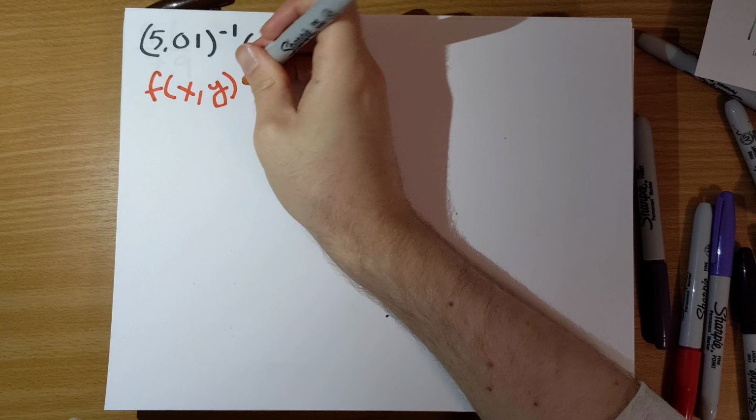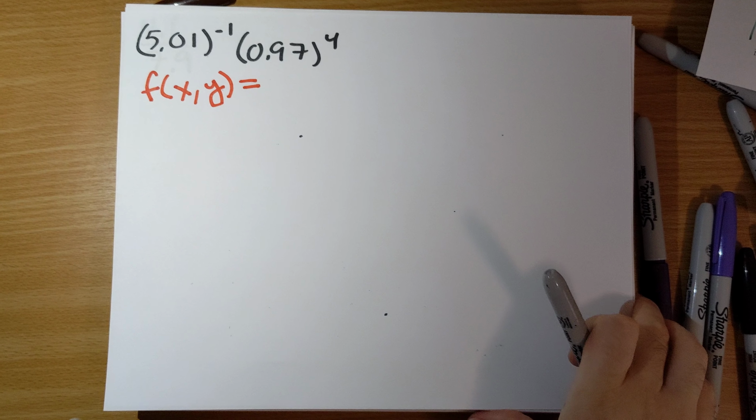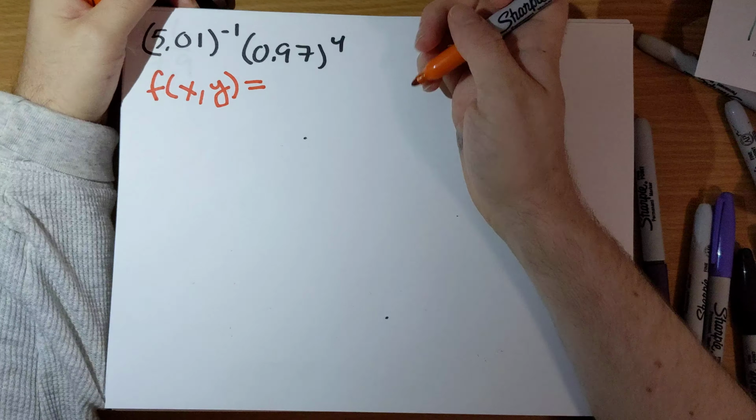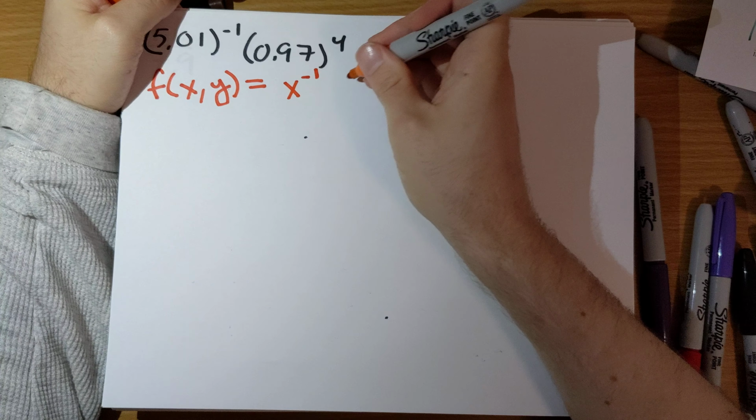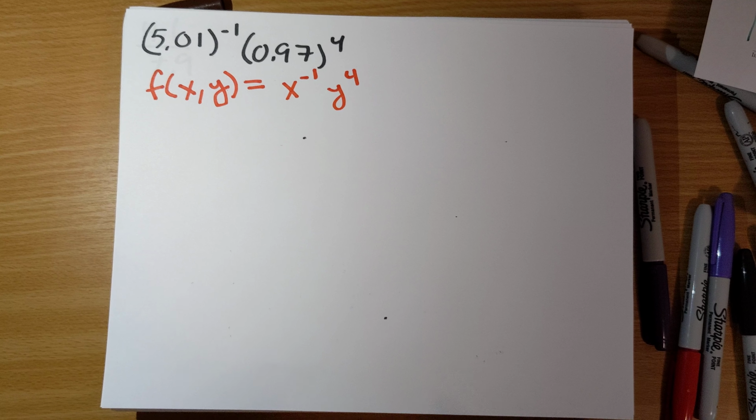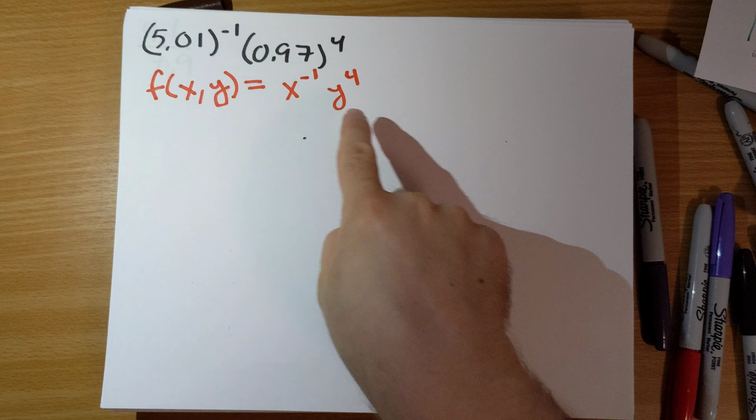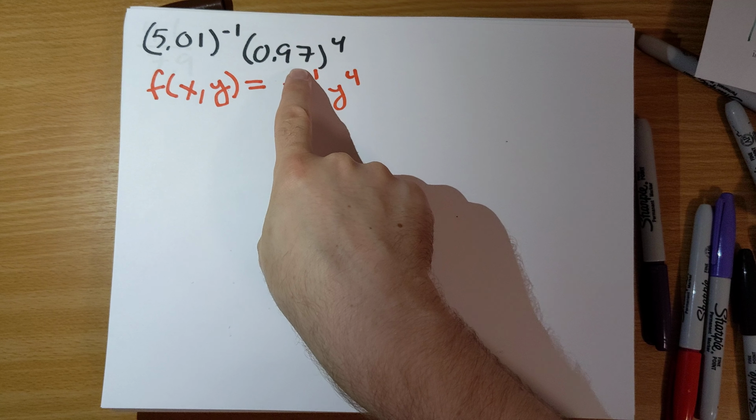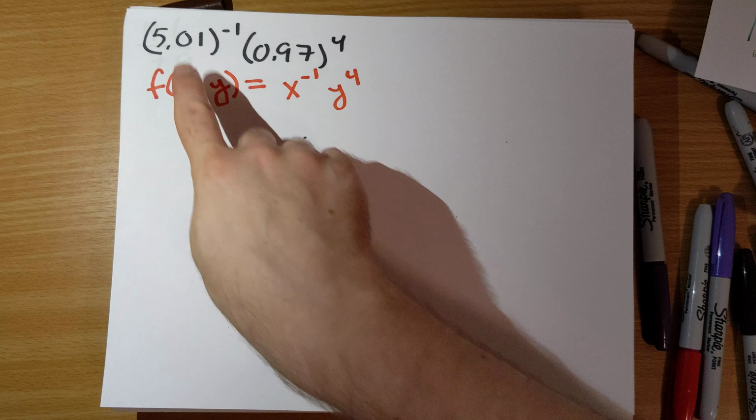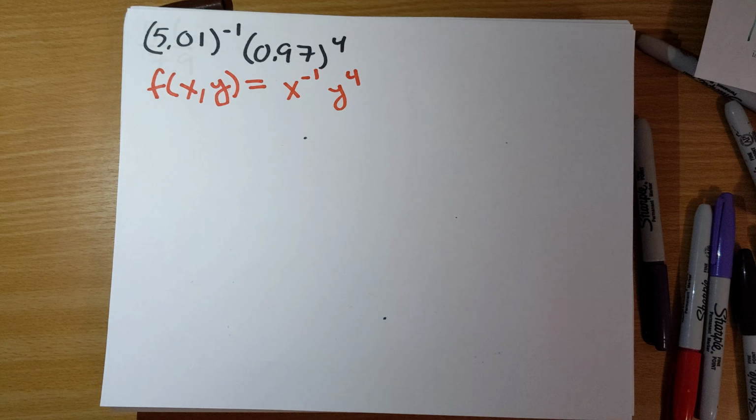So f of x, y, in this case, so we have something raised to the negative first power times something raised to the fourth power. So let's go x to the minus 1, y to the fourth. And then we'll be plugging in 5.01 and 0.97 in here for x and y. This is the function value you're trying to approximate, and it's close to 5 and 1.